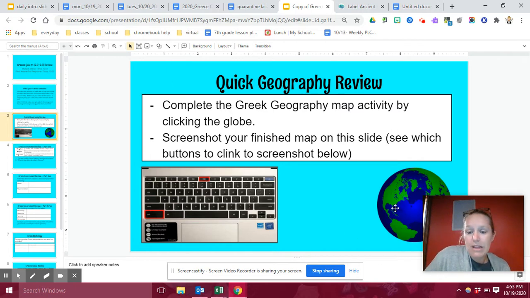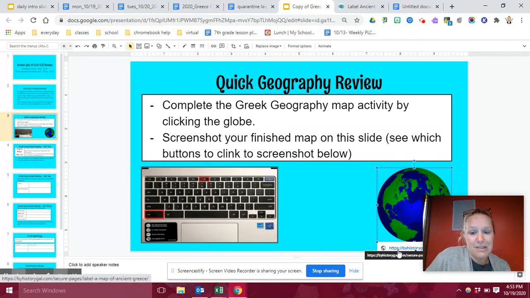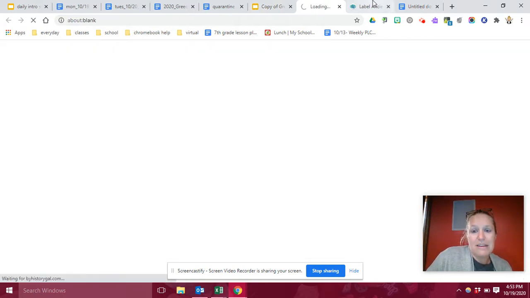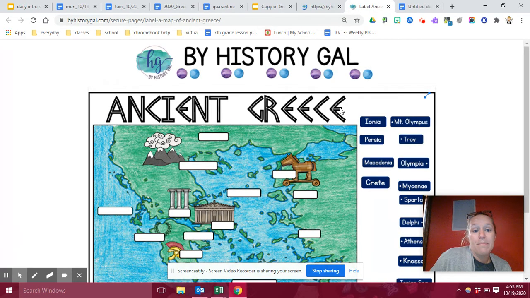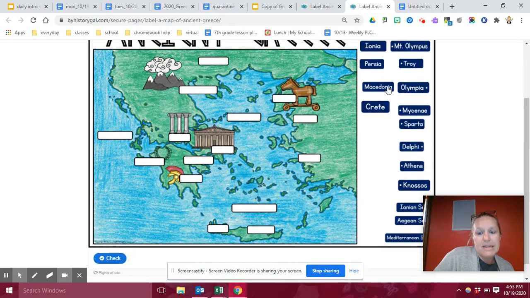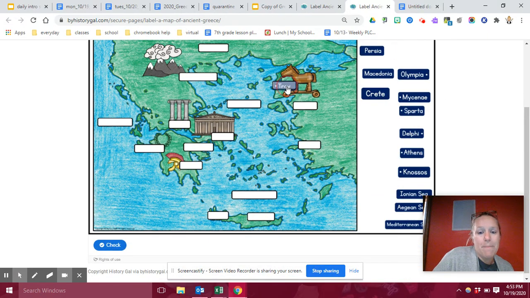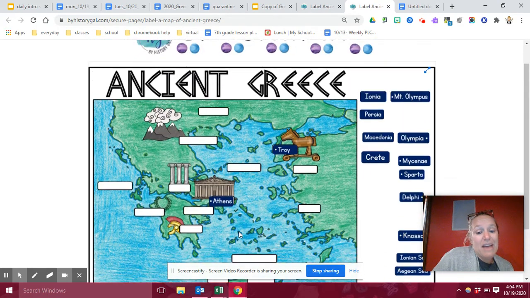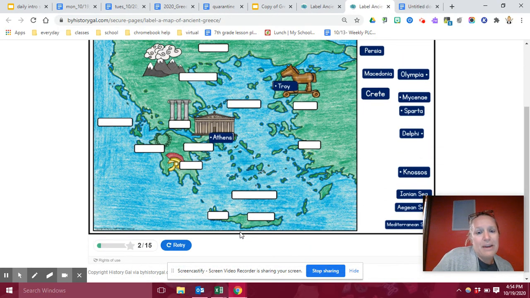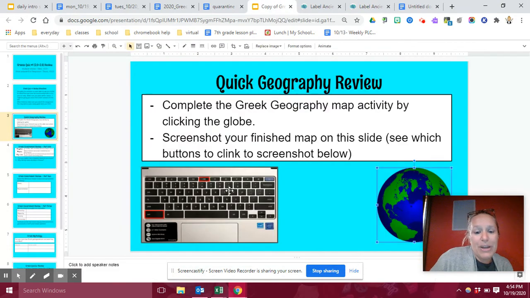All right, so if I click the globe, like it says to do in the directions, it's gonna take me to that geography assignment we did a while ago. Remember, we moved these to the correct locations. I'm going to move what I remember, and then when I'm all done, I'm going to hit check. As long as I have, like, a 12 or a 13 out of 15, I'm going to screenshot.